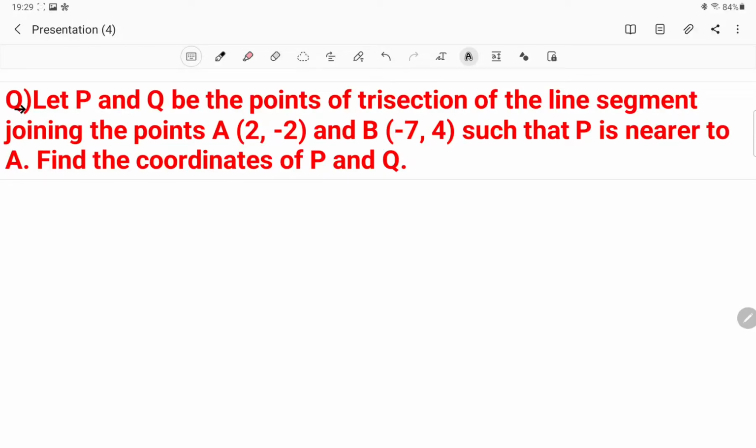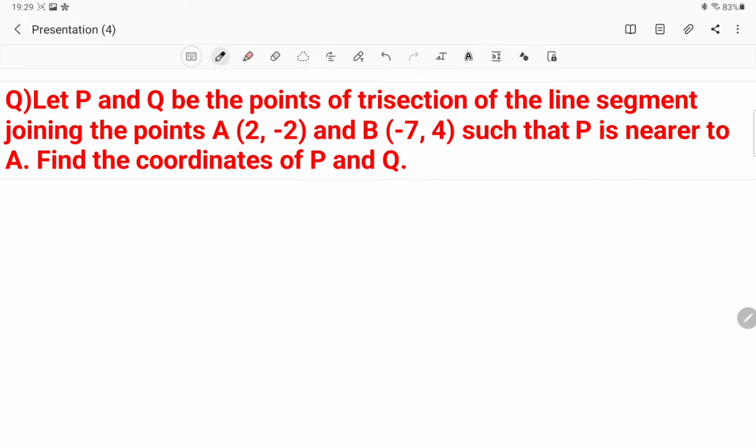Here is a very important question. Let P and Q be the points of trisection of the line segment joining the points A (2, -2) and B (-7, 4) such that P is nearer to A. Find the coordinates of P and Q.